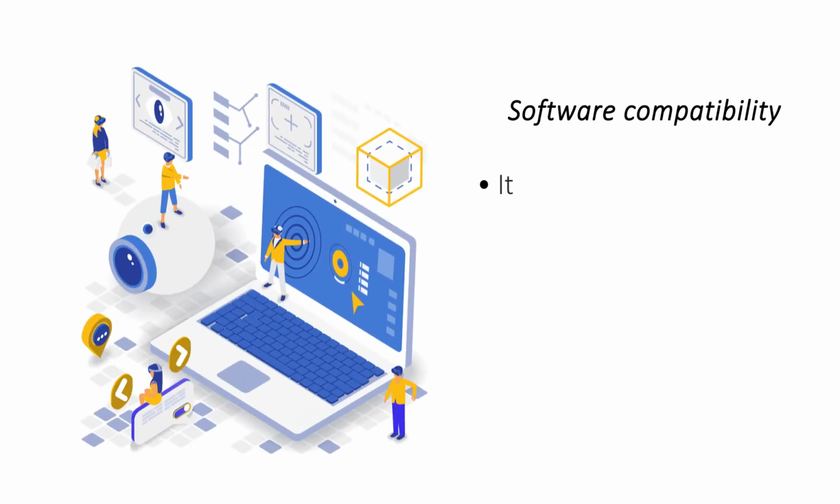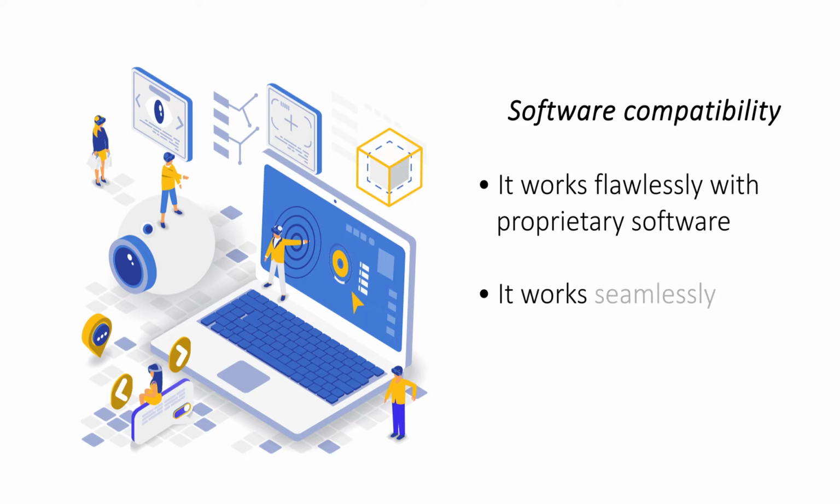Software compatibility. While Windows has a comprehensive collection of compatible software, it doesn't play nice with open source software like OpenOffice. Conversely, while Linux is compatible with all open source software, it cannot run proprietary frameworks like .NET.